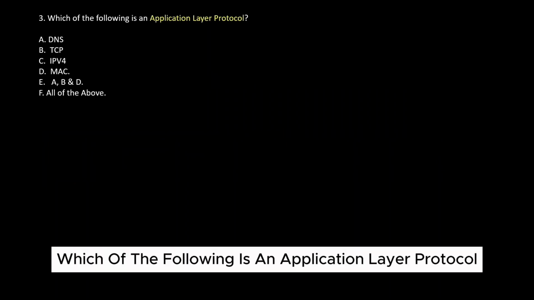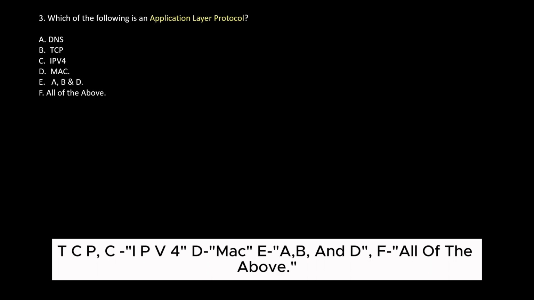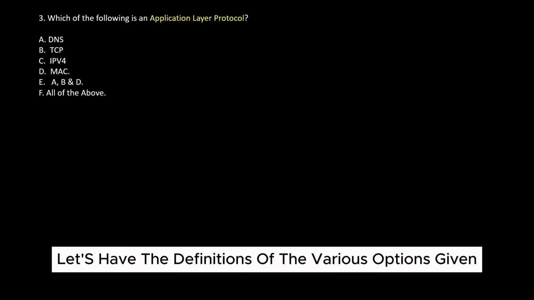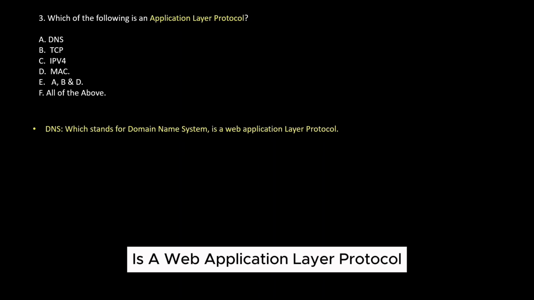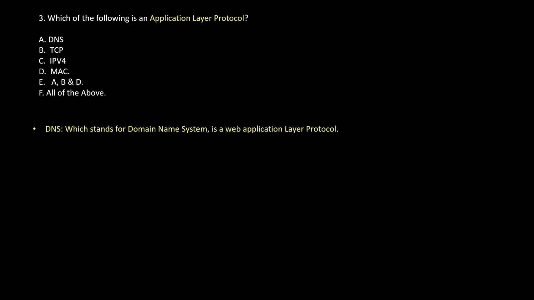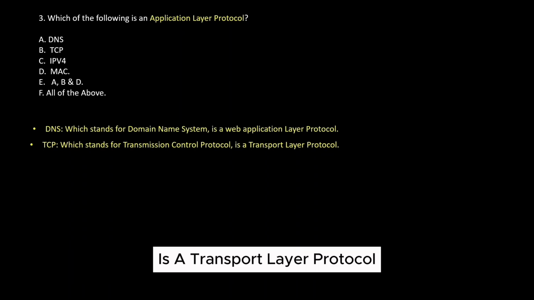Which of the following is an application layer protocol? A. DNS, B. TCP, C. IPv4, D. MAC, E. A, B, and D, F, all of the above. To be able to answer this question, let's have the definitions of the various options given. DNS, which stands for Domain Name System, is a web application layer protocol. TCP, which stands for Transmission Control Protocol, is a transport layer protocol.